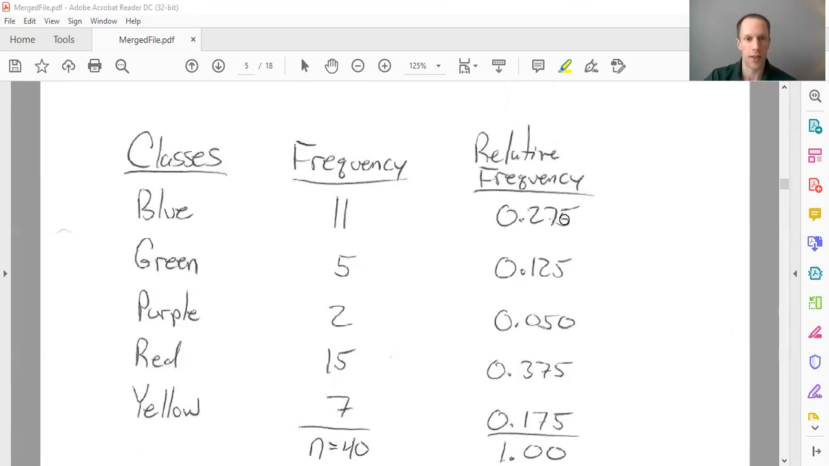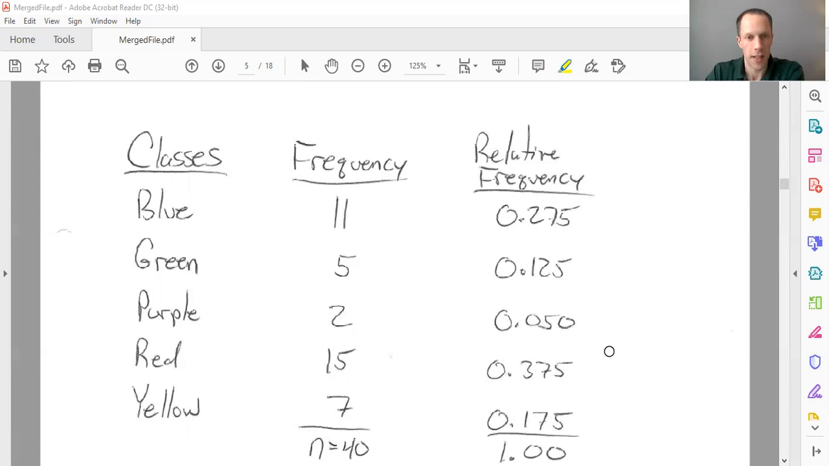And we can create relative frequencies just like before. Okay, frequency divided by the sample size. So 11 divided by 40 would be 0.275, 27.5%. 5 divided by 40 would be 0.125, 12.5%, and so on. And again, those add up to 1.00 here.